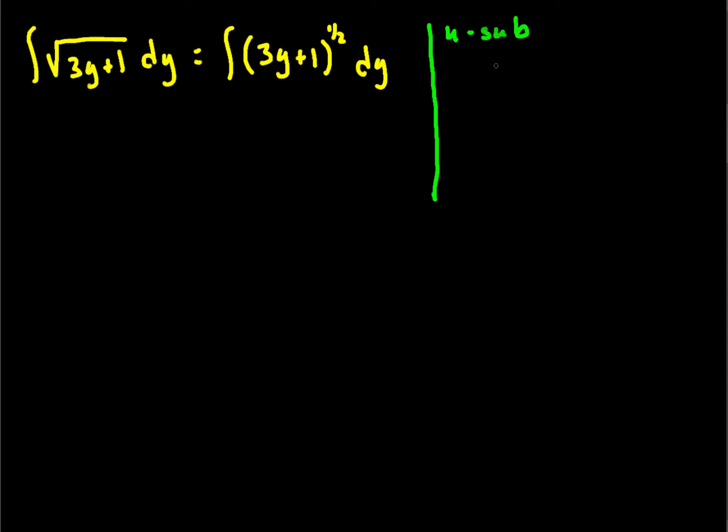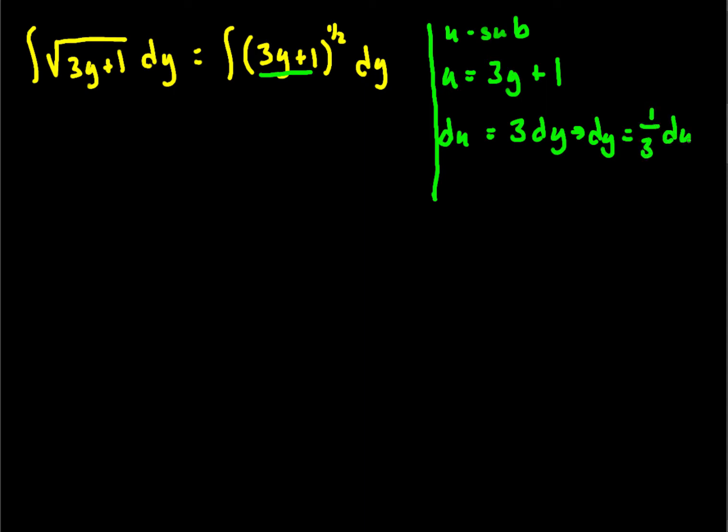In a u substitution, we're going to let u be this internal function, the function that's inside of the radical. So we'll let u be 3y plus 1. We're going to substitute so that we integrate with respect to u, which means we need to know its differential. So du is equal to 3 dy, or solving for dy, we can substitute dy with 1/3 du.